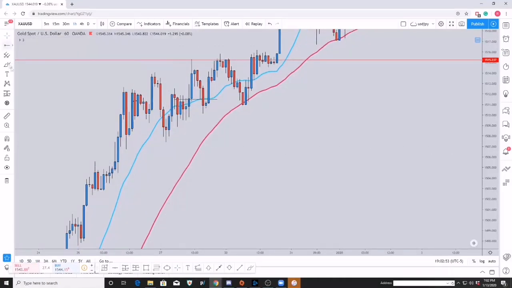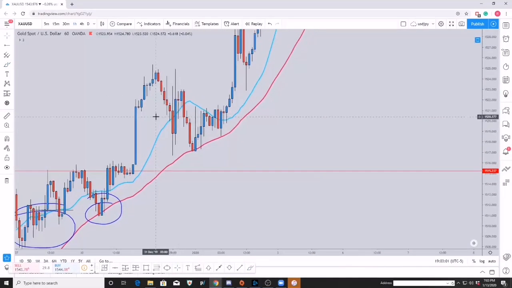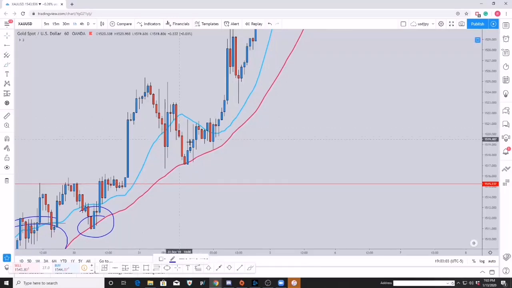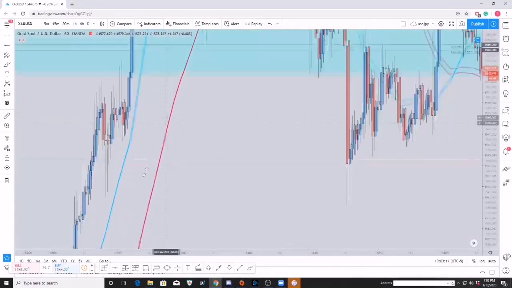Like I said, if price breaks under this 20 moving average, then watch out for the 50 moving average. Price tested the 50 moving average and continued to trade higher. Again, if price breaks under our 20 moving average here, then look out for the 50 moving average, and price continued to trade higher from that point on, as you can see there.